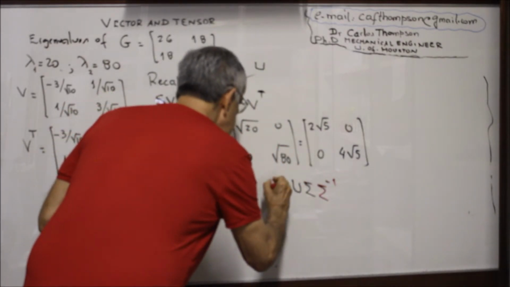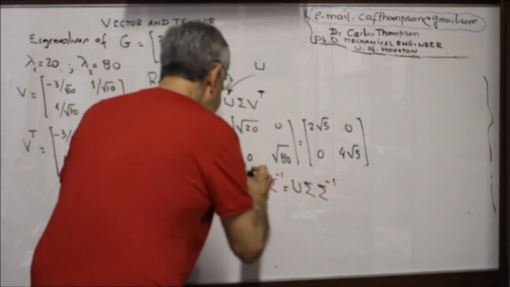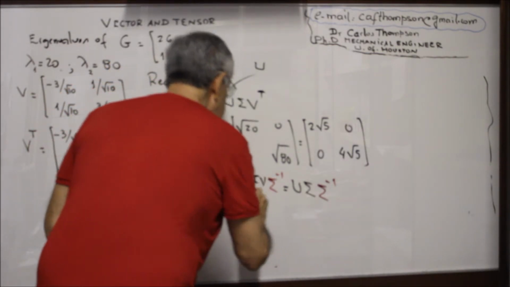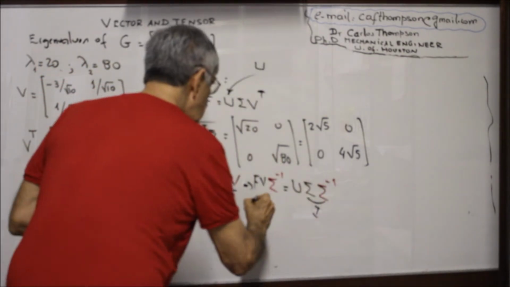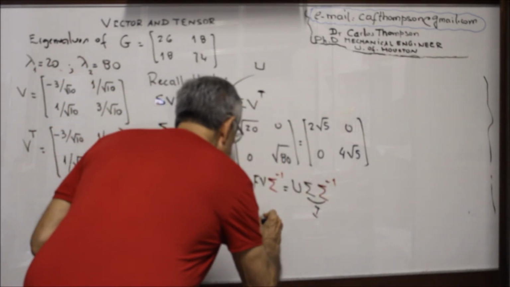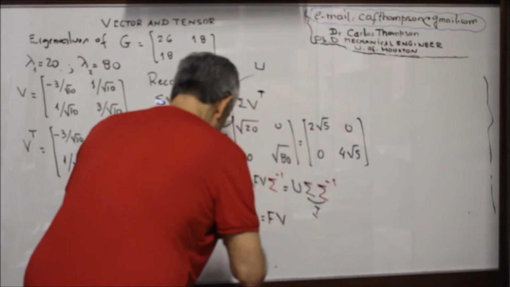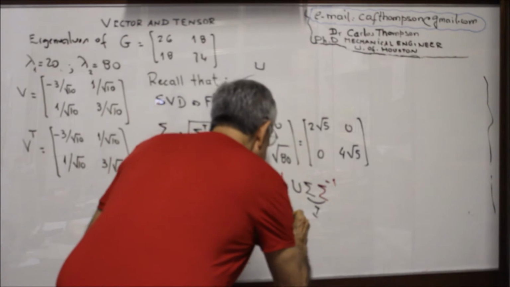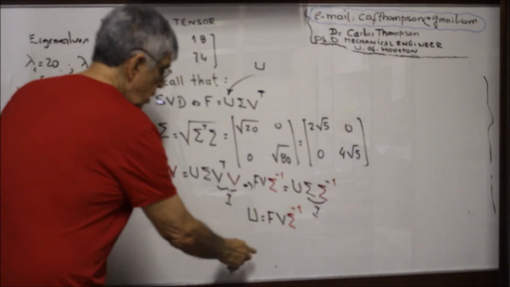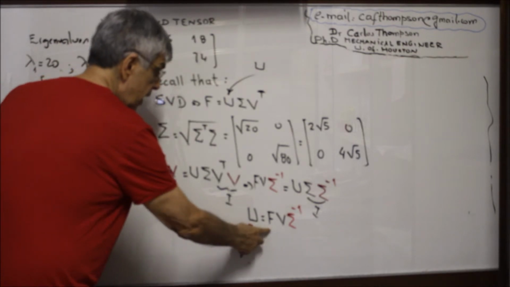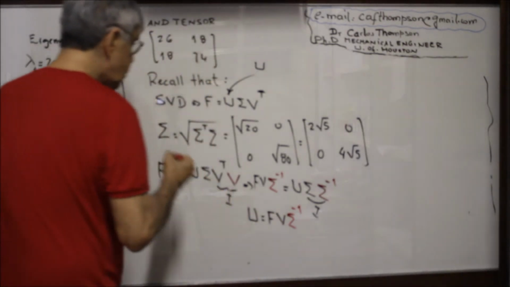This will be minus 1 over here. This is F times V. Now this is I. So U is equal to F V sigma minus 1. You see, we already have F V and sigma minus 1.